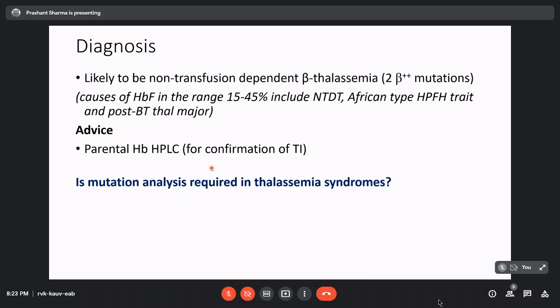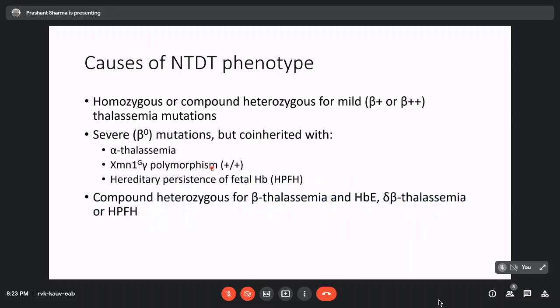Okay, so this is a question that I think I'll come to very quickly. So, what are the causes of non-transfusion dependent thalassemia phenotype? It can be because of homozygous or compound heterozygous cases, or mild, which is beta plus or beta plus plus mutations, or a severe mutation, which is co-inherited with either alpha thalassemia or a plus plus XMN1 polymorphism or HPFH, or persons who are compound heterozygous for beta thalassemia and HBE, or delta beta thalassemia with beta thalassemia, or HPFH with beta thalassemia. They will also have less transfusion requirement than beta thalassemia major.